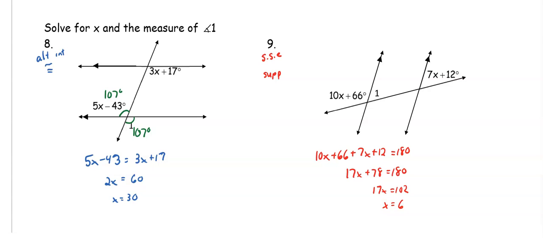Now, this time, angle 1 and 10x plus 66 form a straight line. So we're going to do 10 times 6 plus 66 is 126 degrees. So if they form a straight line, we can subtract that angle from 180. So 180 minus 126, and we get 54 degrees.